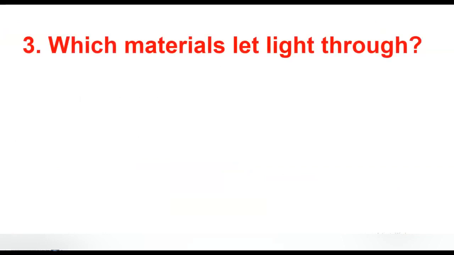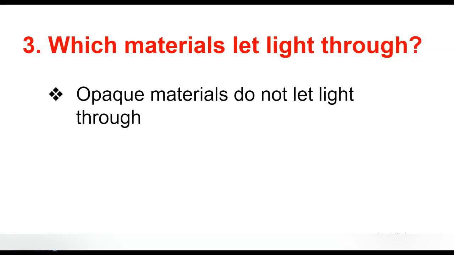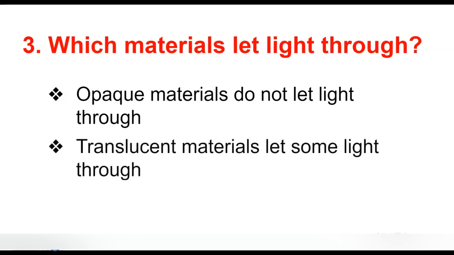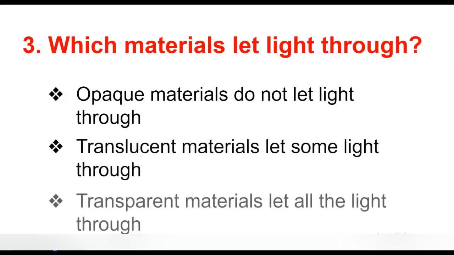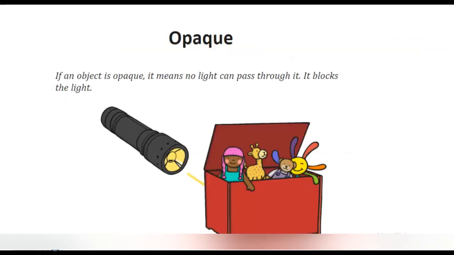Part 3. Which materials let light through? Opaque materials do not let light through. Translucent materials let some light through. Transparent materials let all the light through. So if an object is opaque, it means no light can pass through it. It blocks the light. If you look at the picture, no light comes through to the other side of the box because the box is opaque.